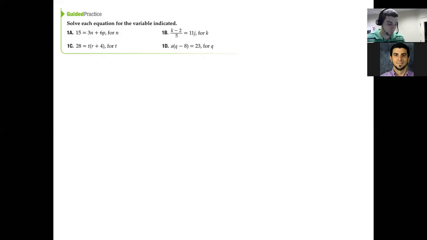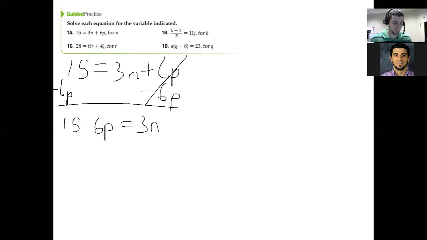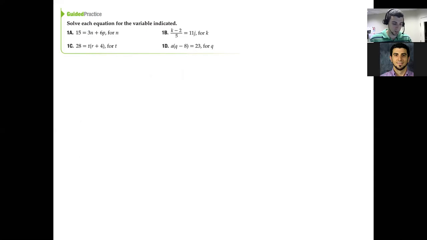Okay, we're back. So 1a, we want to solve this one for n. Let me just write it down. We're going to subtract 6p from both sides. And since the 15 and the 6p are not like terms, we can't put them together. Then divide both sides by 3. Those cancel and you get n equals 15 over 3 minus 6 over 3 p, which would be 5 minus 2p equals n.